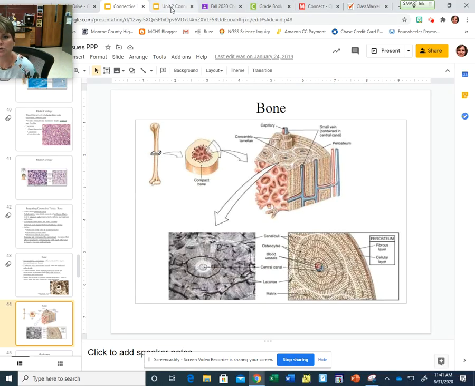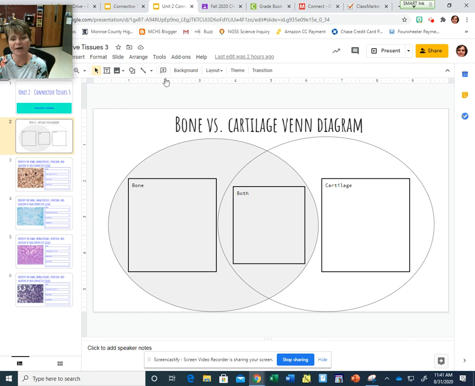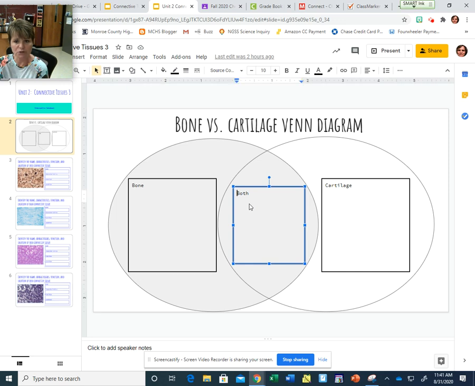Again, remember you do have some notes to take as you watch that video, and you also have an interactive notebook. Here's the Venn diagram I was talking about. What you're going to do, this is the characteristics that are unique just to bone. That's where you're going to type them. The characteristics that are unique to just cartilage, you'll type here. And then the characteristics that both share, you'll type in this box. And so you can just double click in the box and then start typing.